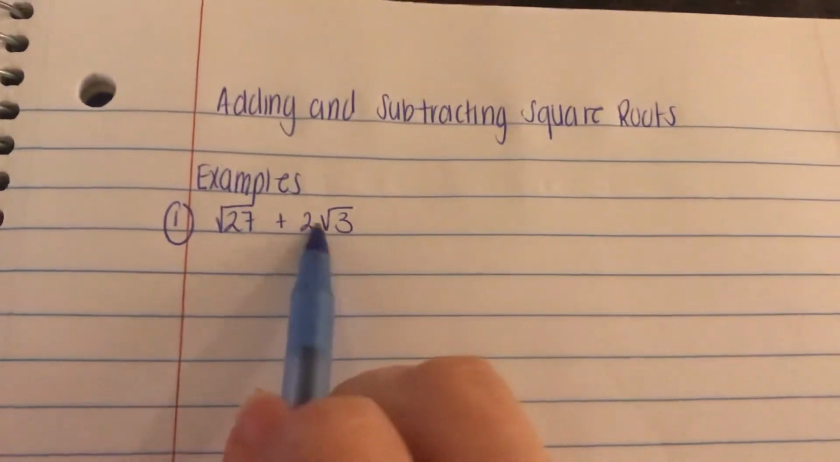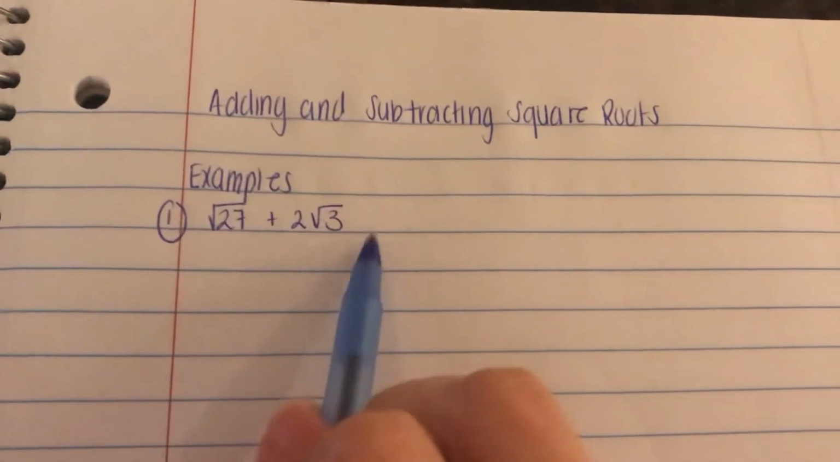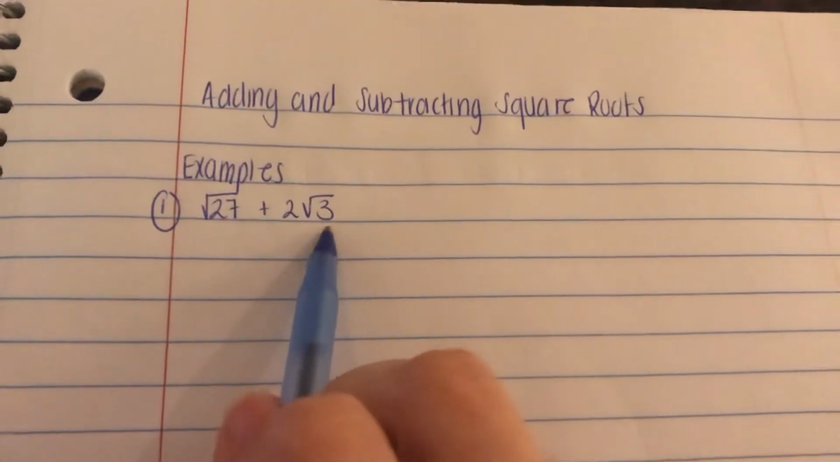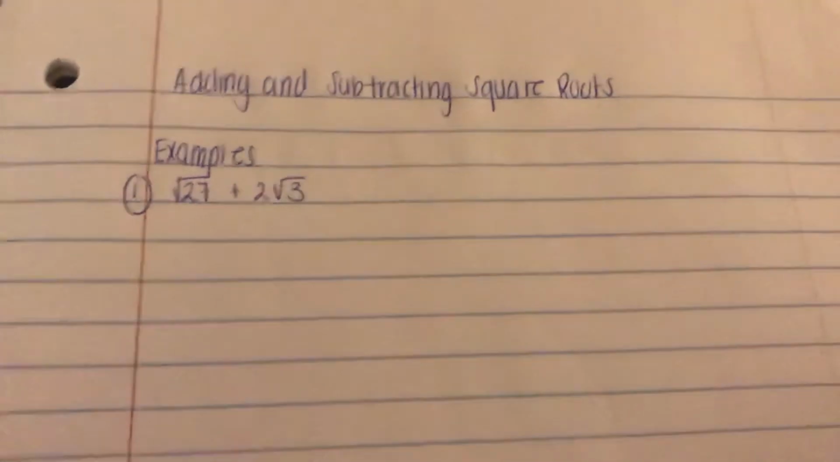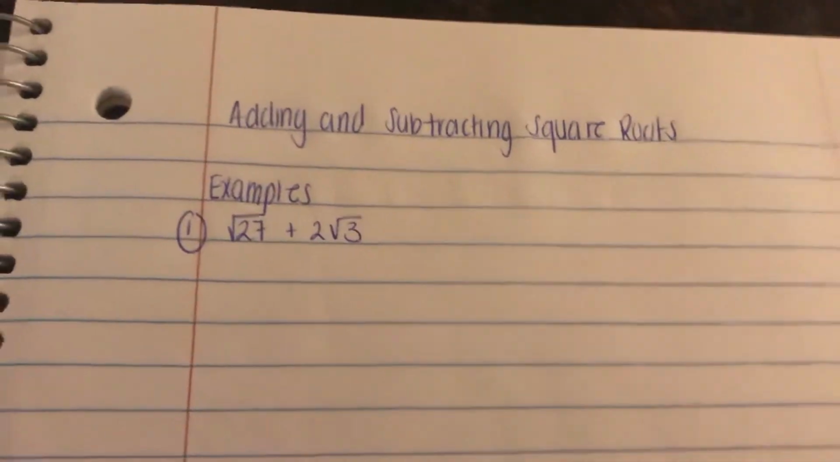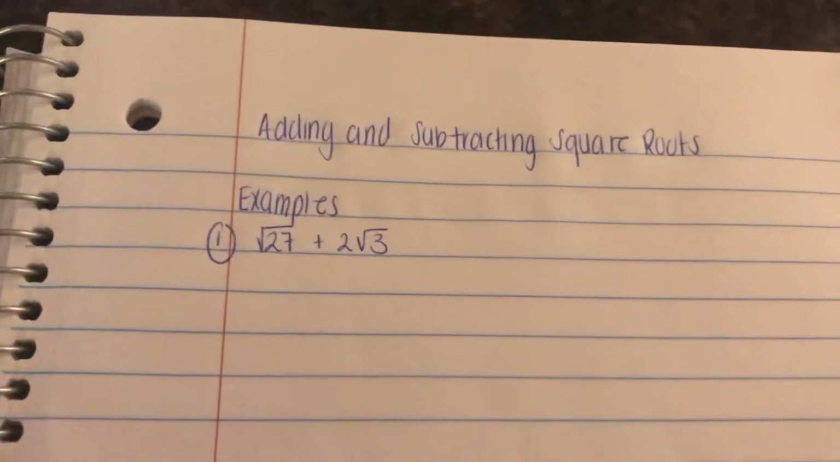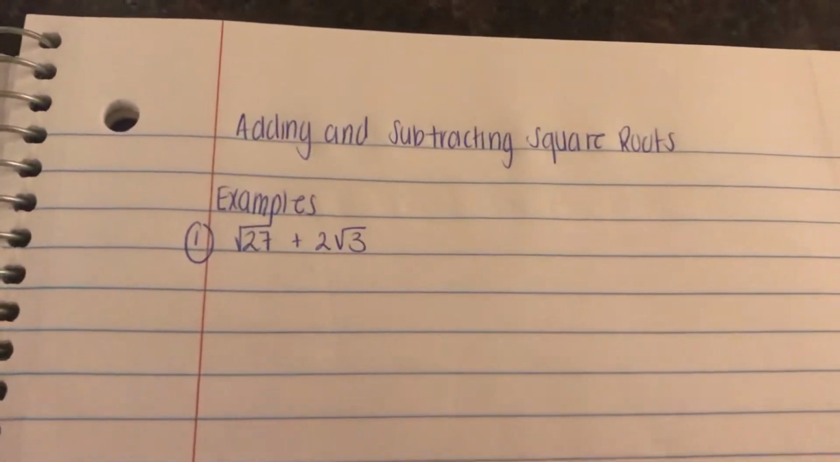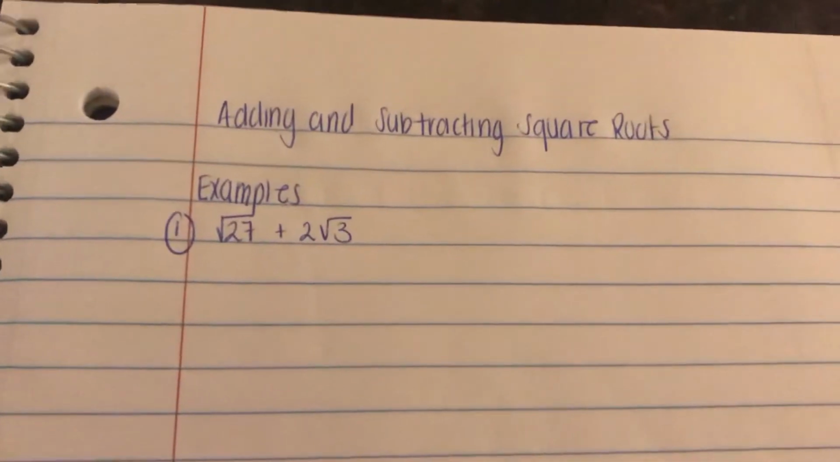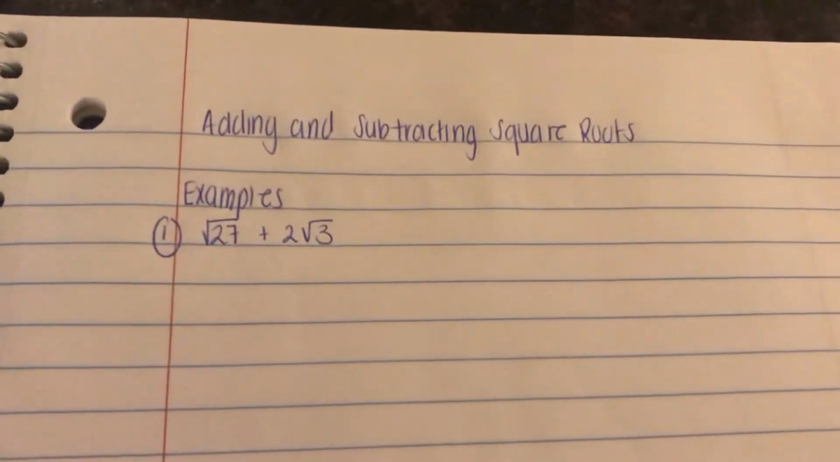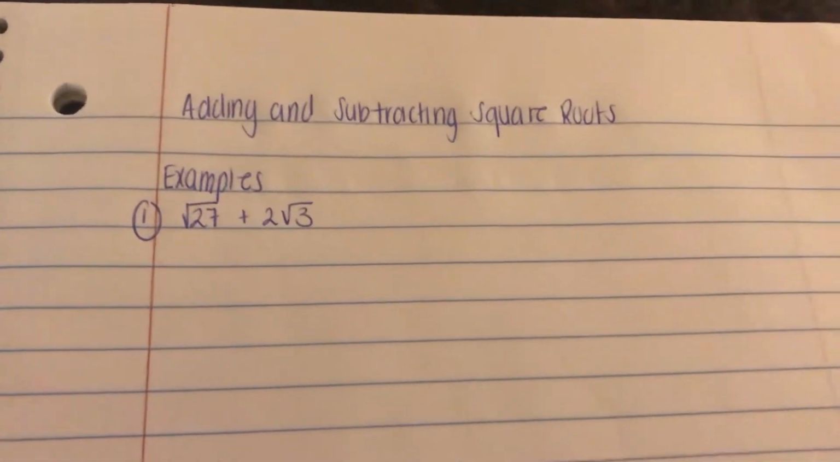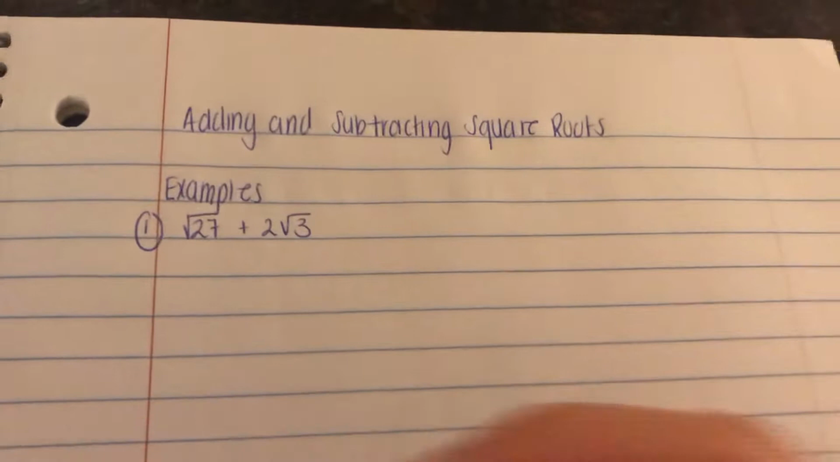So 2 square root of 3 is already in the simplest form because the factors of 3 are 3 and 1, so we can't simplify that any further. So now what we're going to try to do is simplify the square root of 27 because our goal at the very end is to get a common radical to combine like terms.